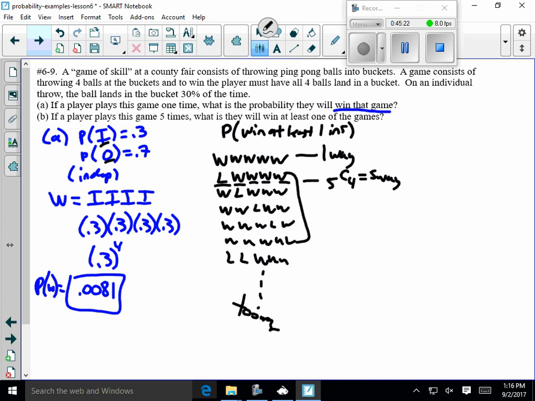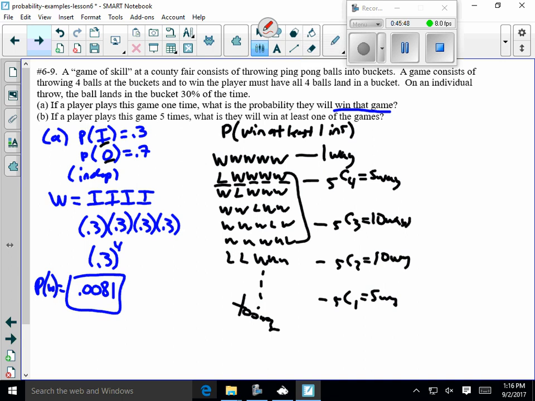And you would also have to consider all the ways that you could win 3 games, which turns out to be 10 ways. And then you'd have to consider all the ways to win 2 games, which would be 10 ways again. And you'd have to consider all the ways to win 1 game, which turns out to be 5 ways. Winning 0 games doesn't count because I have to win at least 1 game. And then each of those would have to be multiplied by their probability.